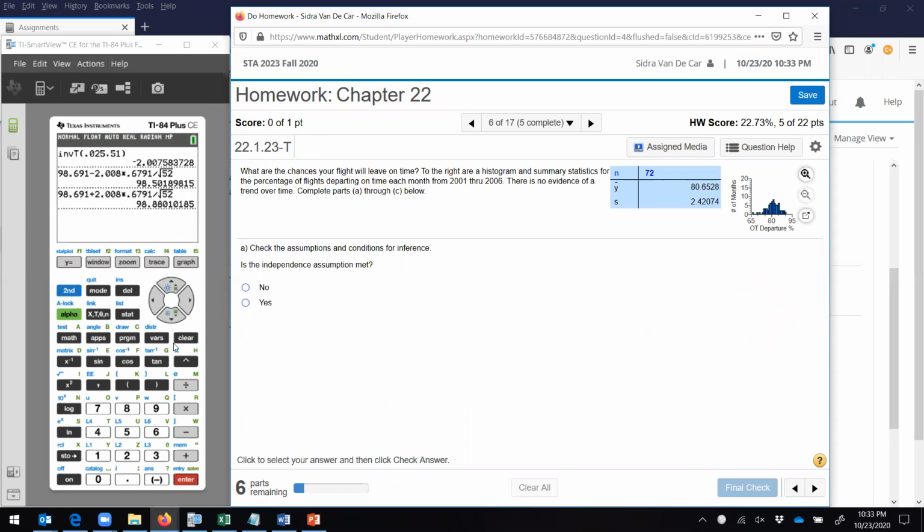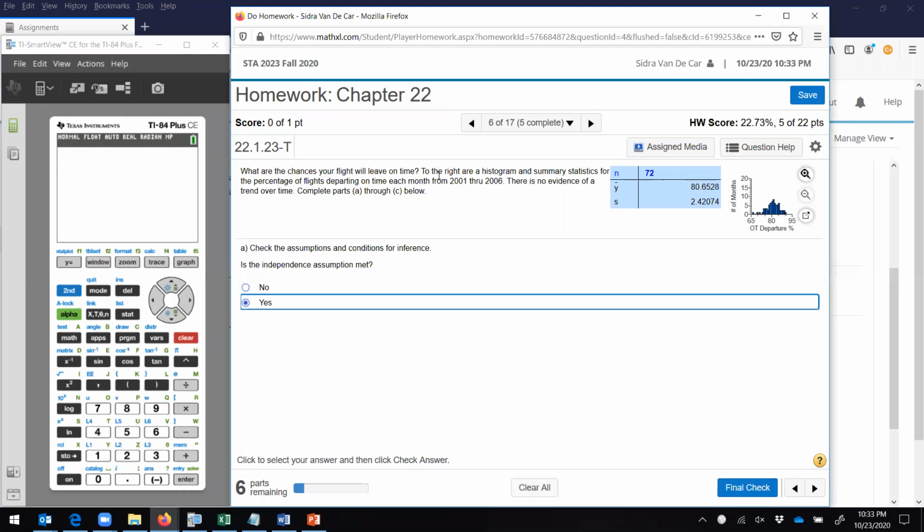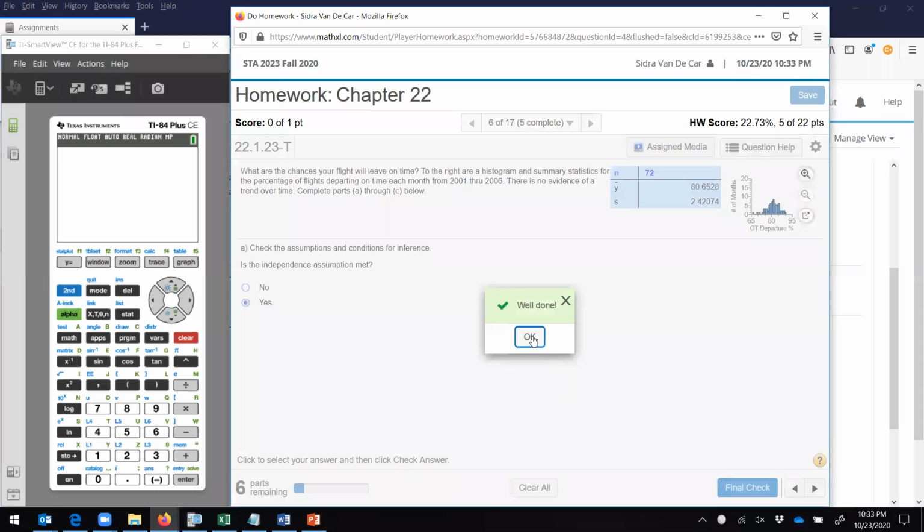What are the chances your flight will leave on time? To the right are the histogram and summary statistics for the percentage of flights departing on time each month from 2001 through 2006. There is no evidence of a trend over time. Independence is met because these are flights that are departing on time for these years. There's no reason to believe that they are dependent on one another in any way.